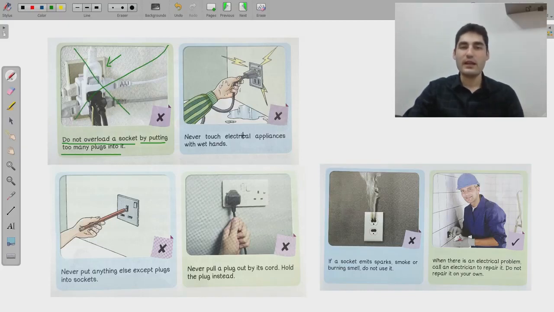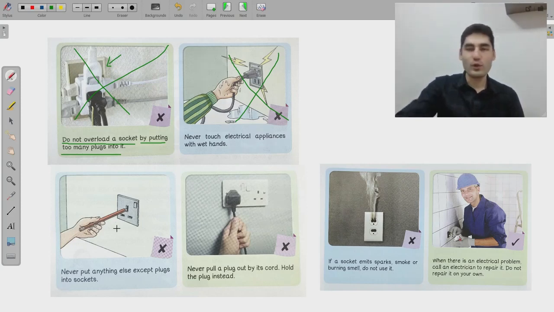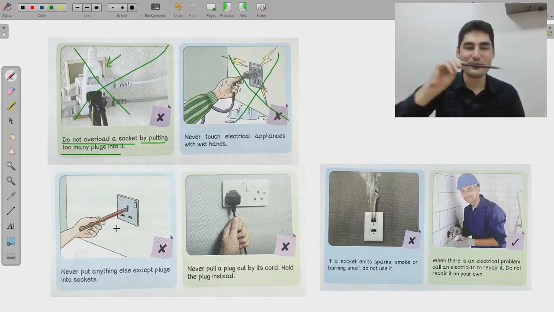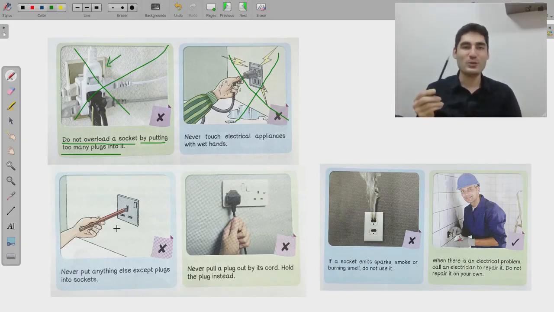Okay. Never touch electrical appliances with wet hands. Wet means it is not dry. If you have a wet hand like this, do not touch. It is really dangerous. Okay? Next one is never put anything else except plugs into sockets. Don't put a pencil into an electric socket. Why would you do that? Don't put anything else. Okay?